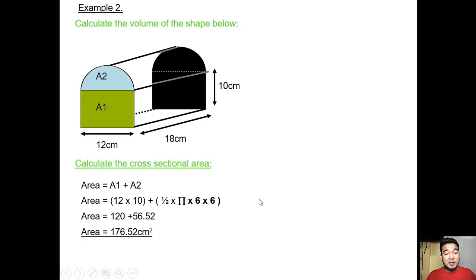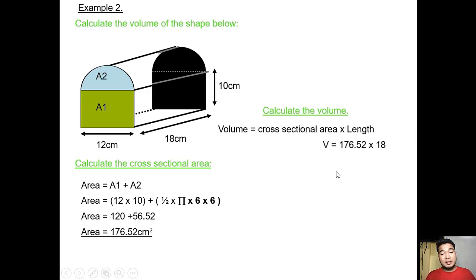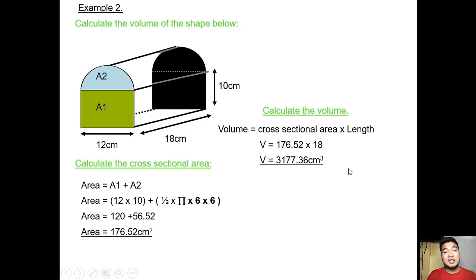So you add, the area now is equal to 176.52 cubic centimeters. And then calculate the volume by multiplying the area to 18. So you will have a volume of 3,177.36 cubic centimeters. And that is how we solve for the volume.